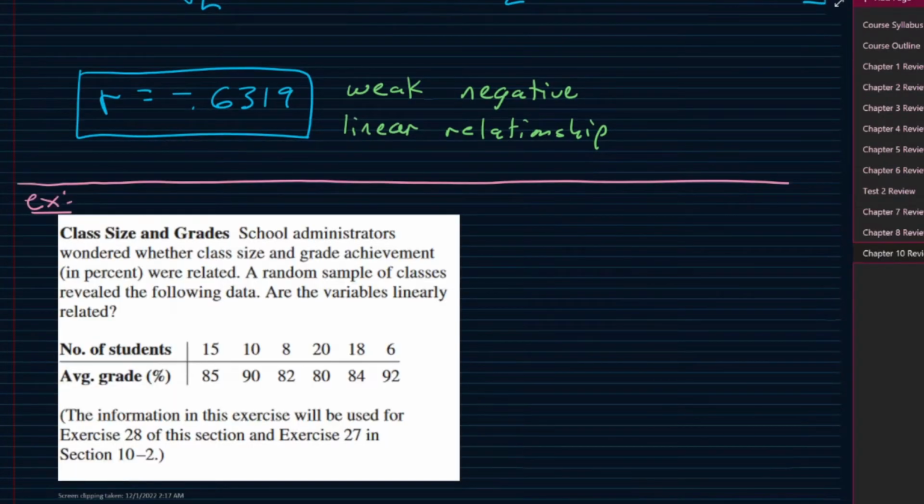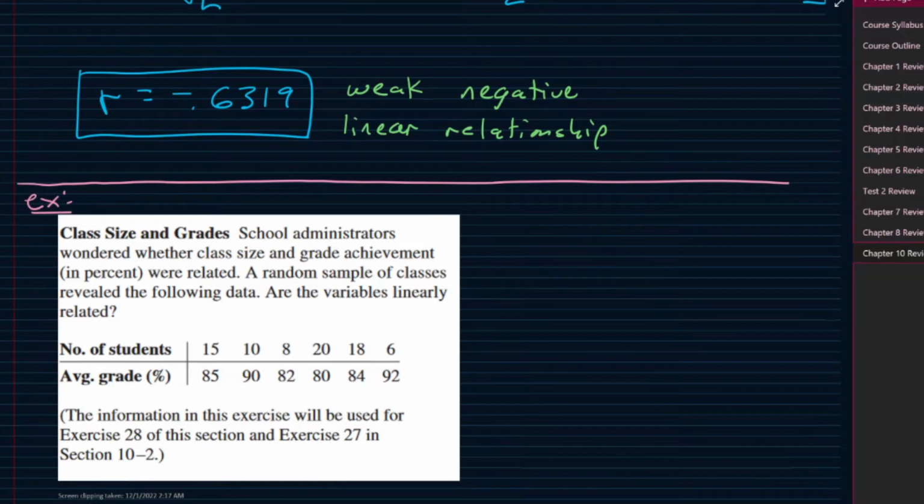Okay, so I got another example here. It says school administrators wondered whether class size and grade achievement in percent were related. A random sample of classes revealed the following data. Are the variables linearly related? So, if it was a 15 student class, the average grade was 85. There was a 10-person class, the average grade was 90. An 8-person class, the average grade was 82, etc., etc.